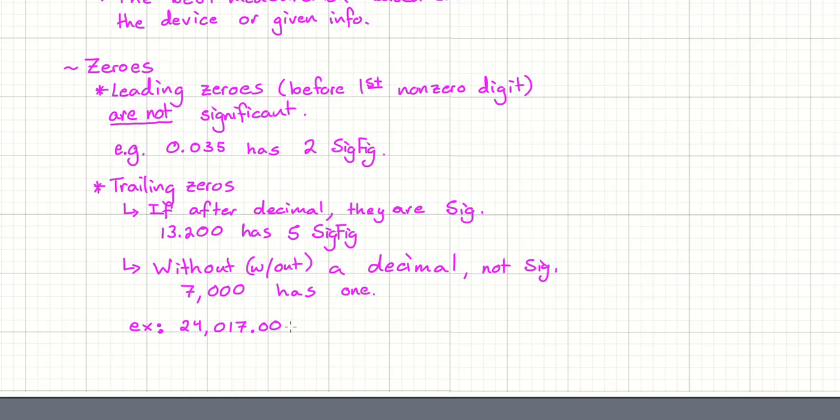Now, if there's a decimal, they're significant. There is a decimal there. So we have 5 whole digits, right? Those 24,017. And in this case, the 0.00 indicates to me that whatever device we're measuring this with has the ability to measure to the nearest hundredth. So we would count those as significant. This has 7 sig figs.